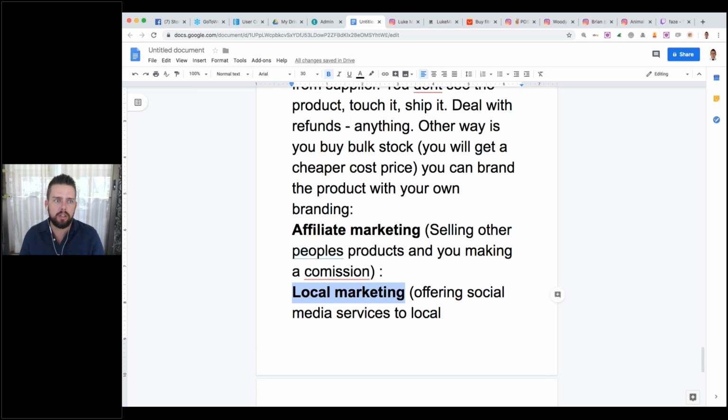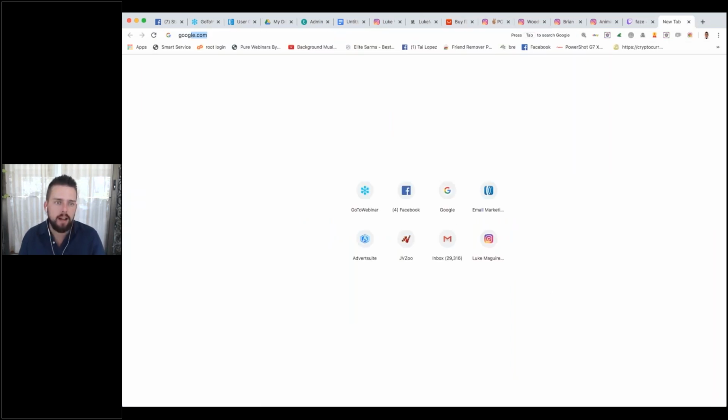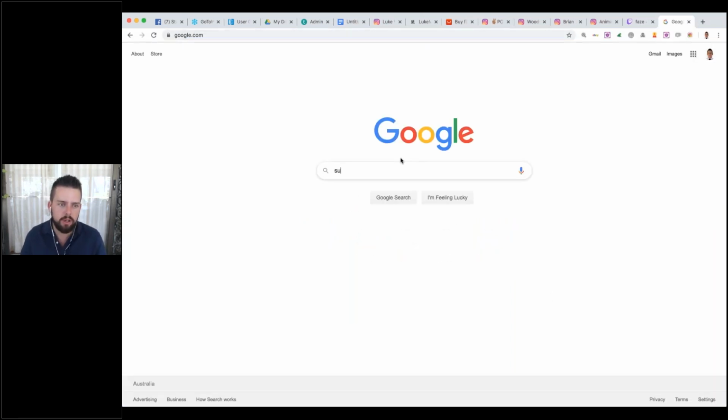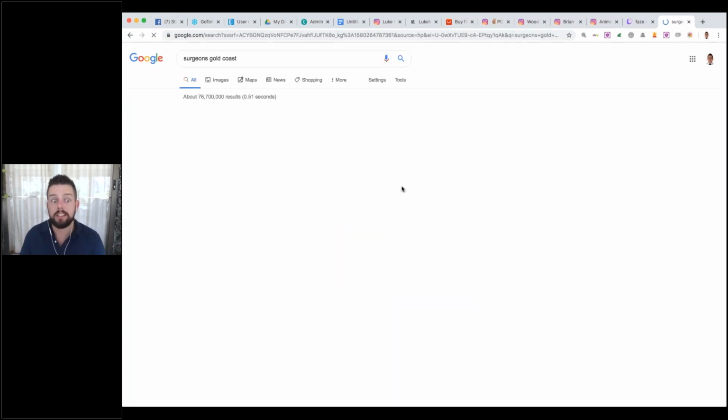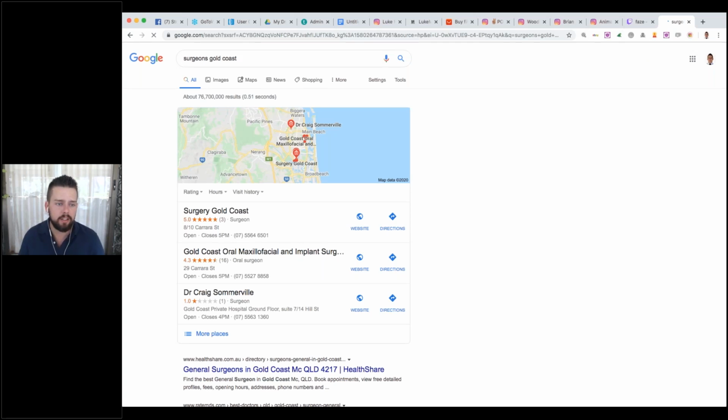Now, imagine this. I'll just give you one brief example here. If I typed in surgeons, Gold Coast, I've shared this with my audience before, the way I like to find clients to work with is I can then go here. Look at this: Surgery Gold Coast, oral maxillofacial implantation, Dr. Somerville. He's got a 1-star review. This is going to be killing him. He's on the top page of Google, but a 1-star review just because of one bad review.